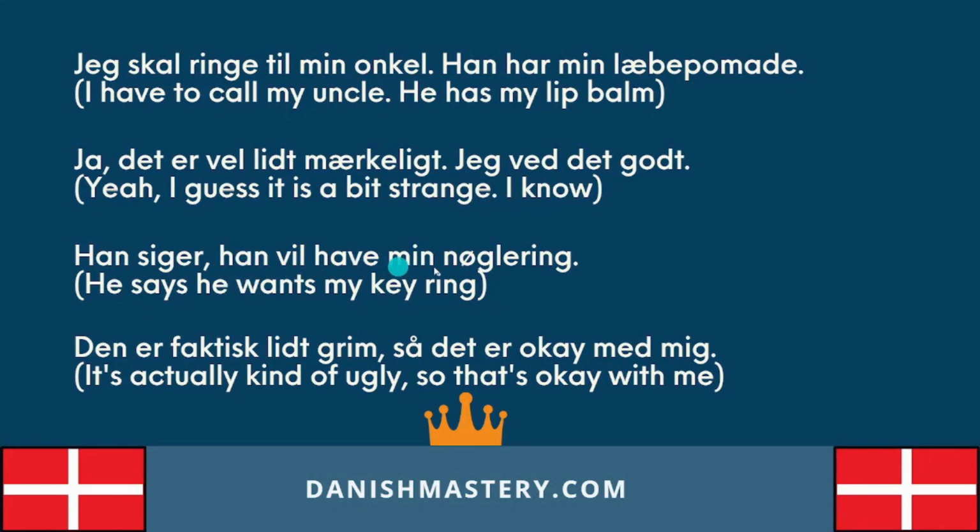Han siger, han vil have min nøglering. He says he wants my keyring, keychain. Okay, fair enough. So han vil have is he wants. If you want to do something, then you just say jeg vil and then the verb. So like jeg vil spise, I want to eat. Jeg vil løbe, I want to run. But if you want to have something, you have to say jeg vil have. I know in English you don't have to say I want to have whatever, but in Danish you kind of do. You can't say jeg vil min nøglering. That's weird. Gotta do it right.